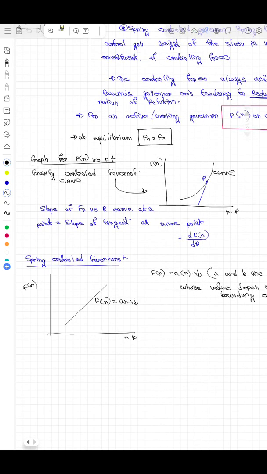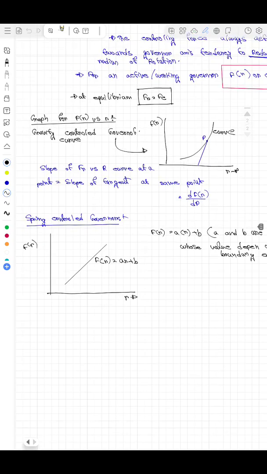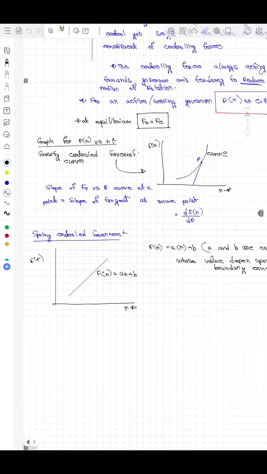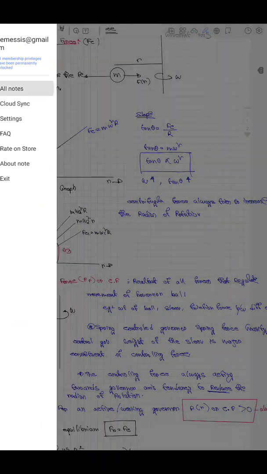For a spring control governor, Fr equal to ar plus b, and here a and b are independent values. All these things were there. Now going to the next.